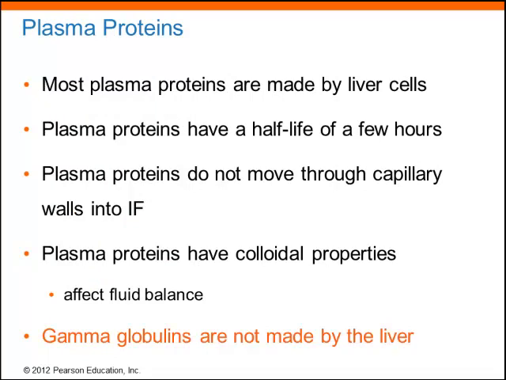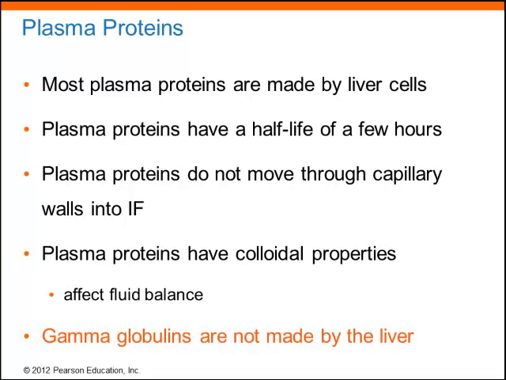Let's focus in on those plasma proteins. Almost all of them are made by liver cells. They don't last very long, so the liver cells, the hepatocytes of the liver, are continually making new plasma proteins, just as a constant job. Remember that the plasma proteins cannot get out of the capillary, so there are very few proteins in the interstitial fluid. These plasma proteins have colloidal properties.